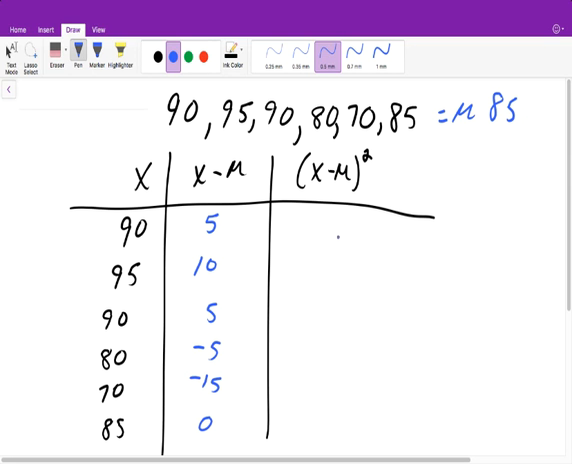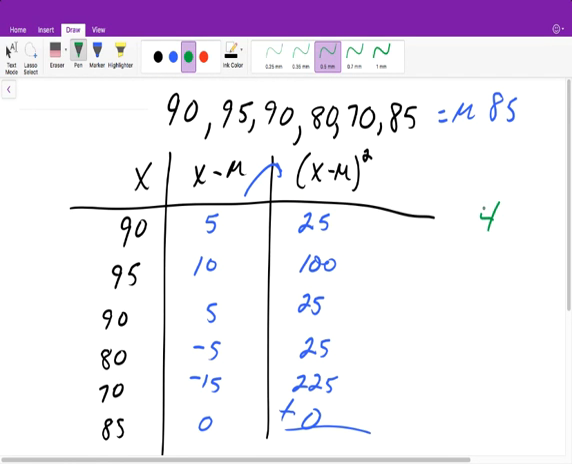Then I need to fill in the rest of this chart. So 25, 100, 25, 25, 225, and 0. That is taking this number and squaring it, which fills in this column. It's something we already did in the last video. Then we add all these together, and we get the number 400. To find our standard deviation, we then divide by the number of data that we have, which is 6, so that would be 66.6 repeating. This is our variance, and then to find our standard deviation, we take the square root of that, which is equal to 8.2.